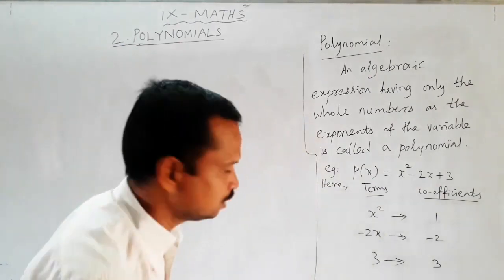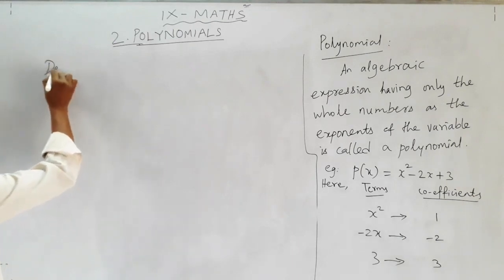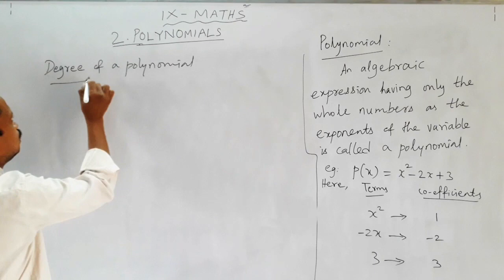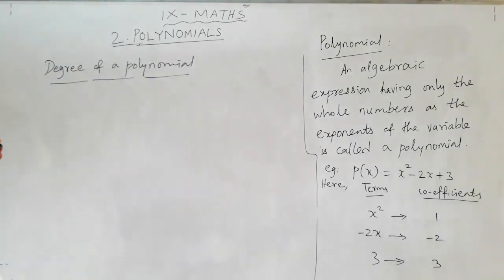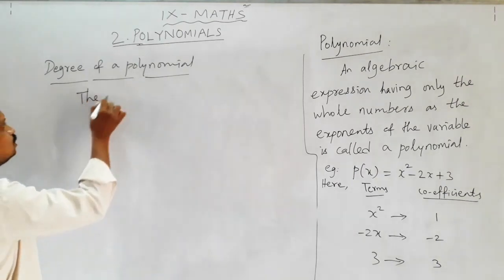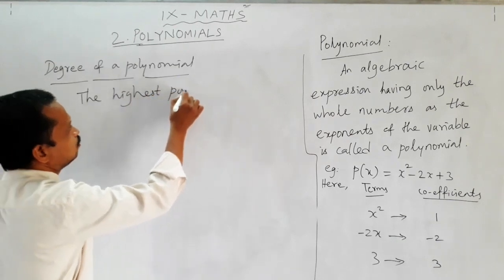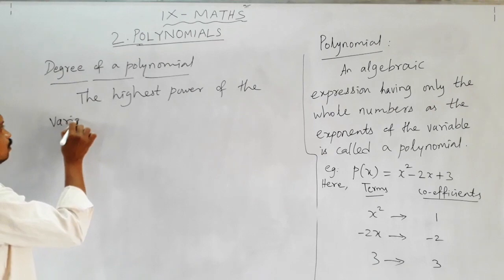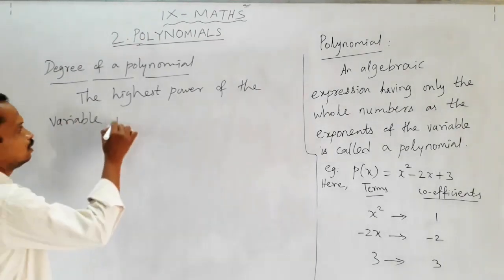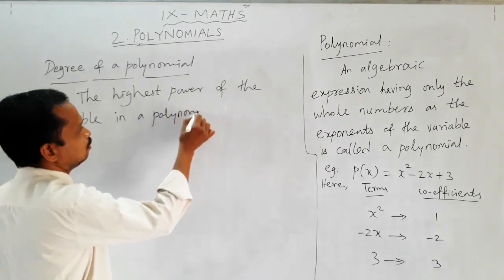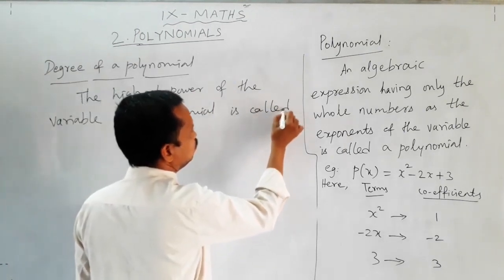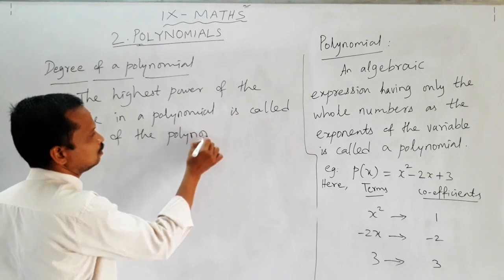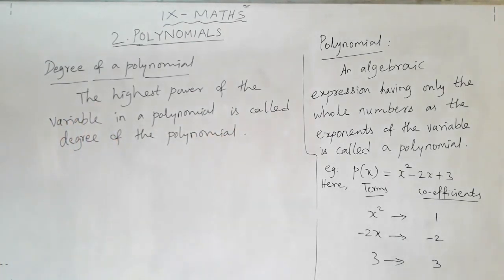So based on degree, first of all you have to know what is the degree of a polynomial. That is important. Then only you can understand how to classify the polynomial based on degree. The degree of a polynomial is the highest power of the variable in a polynomial. Clear? So degree means the highest power of the variable in a polynomial.